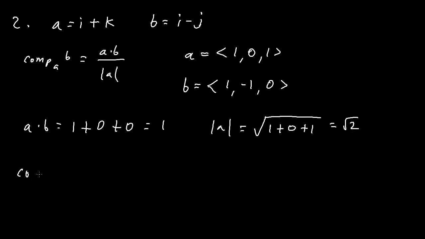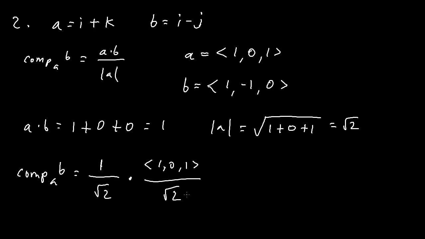And so the component, or the scalar projection of B onto A, is going to be equal to A times B, which is 1, we got that as our dot product, over the magnitude of A, which is the square root of 2. So that is going to be the scalar projection. Now in order to find the vector projection, we multiply by the unit vector of A. So we take vector A, which is noted as 1, 0, 1, over the magnitude of A, which is the square root of 2. So to simplify, square root of 2 times square root of 2 gives us 2. So we get 1/2 times the vector 1, 0, 1. And so we can distribute that inside the vector. So we get 1/2, 0, and 1/2.